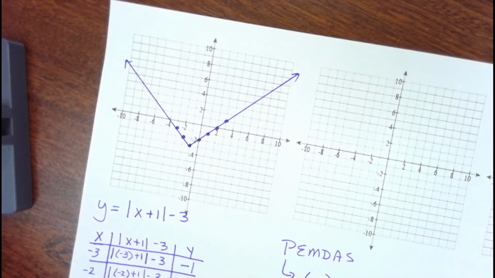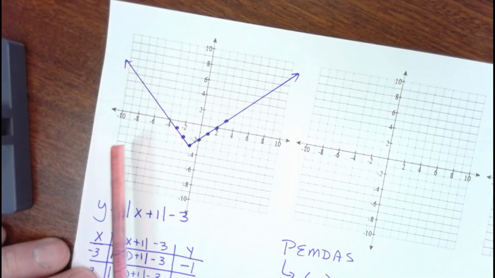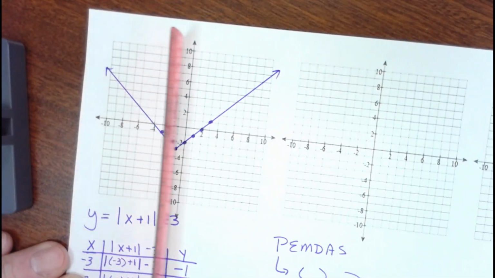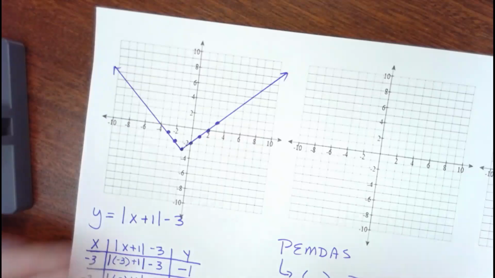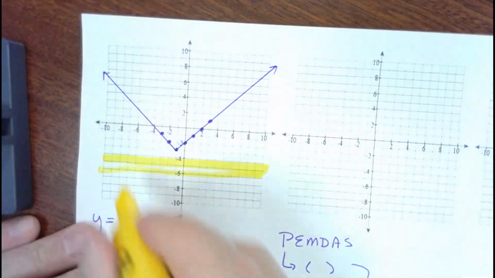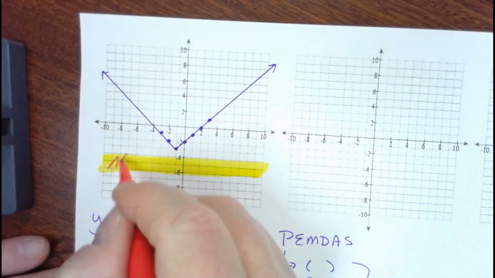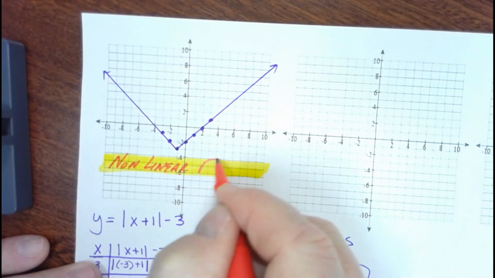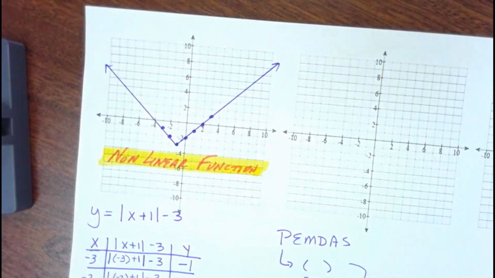Is it linear? No. This is a negative slope, that's a positive slope. A line has the same slope all the time. Is it a function? Yeah. So this is termed a nonlinear function.